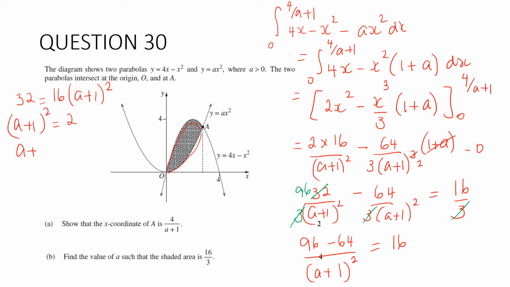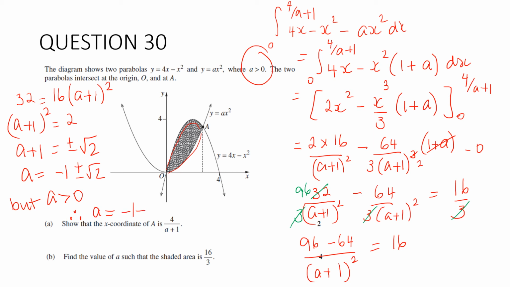A plus 1 is equal to plus or minus the square root of 2. A is equal to negative 1 plus or minus the square root of 2, but a is positive. Therefore, a equals negative 1 plus root 2.